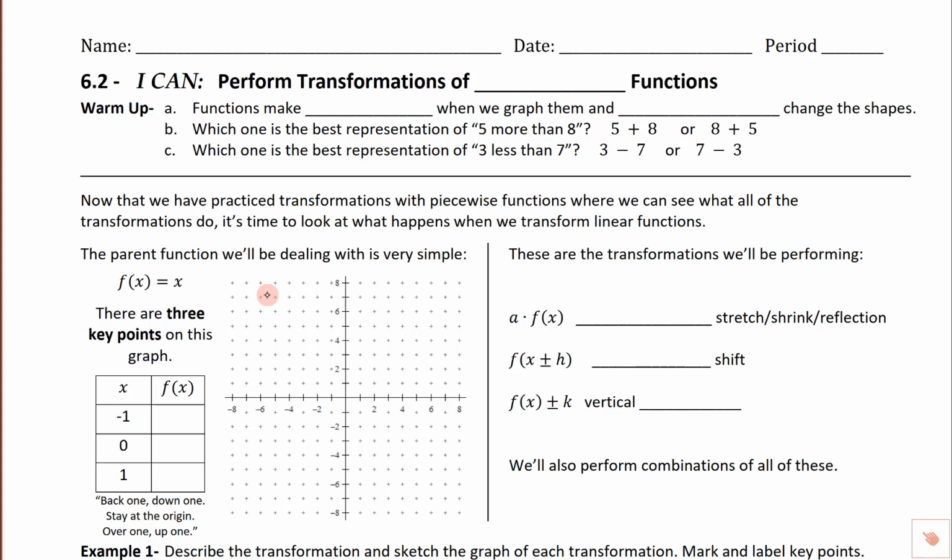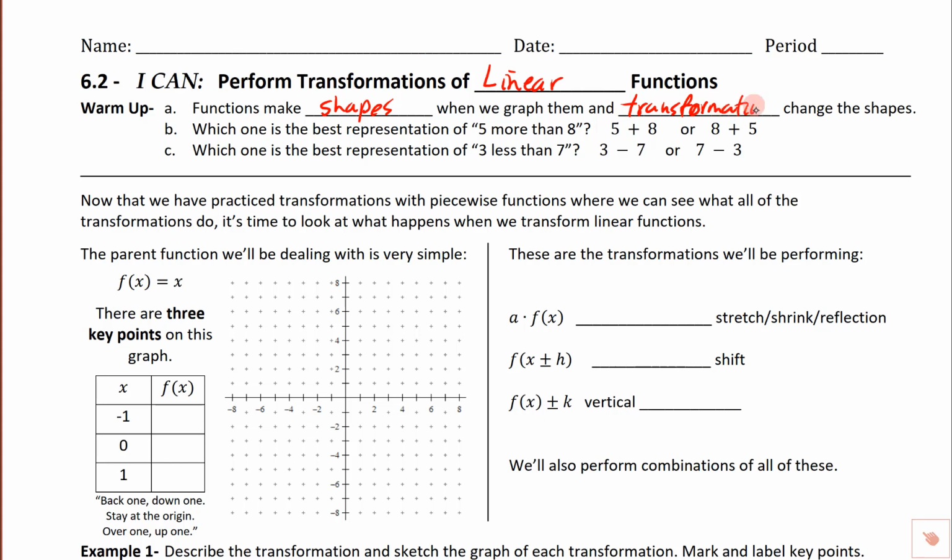Let's put what we've learned about transformations into practice with linear functions. So 6.2, the I can statement is I can perform transformations of linear functions. We're going to be dealing with all lines today, and the warm-up here says functions make blank when we graph them, so we should have this down by now: make shapes when we graph them, and transformations change the shapes.